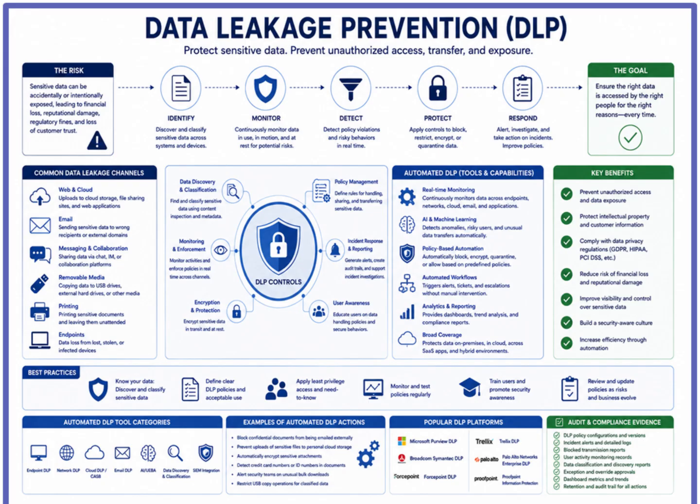DLP solutions are designed to detect suspicious behavior and policy violations in real time. For example, they can identify attempts to email confidential files externally, upload sensitive documents to cloud storage, copy data to USB devices, or print restricted information. When a policy violation is detected, DLP controls can automatically block, quarantine, encrypt, restrict, or alert security teams depending on the organization's policies. The slide also highlights several modern DLP capabilities.